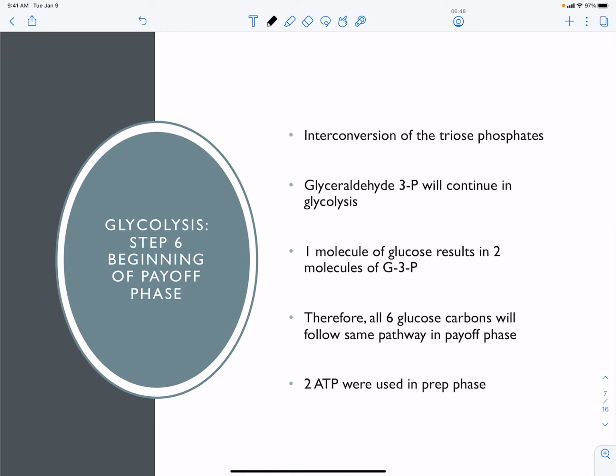Okay. So the triose phosphates and the interconversion between glyceraldehyde 3-phosphate and DHAP is important because it's only glyceraldehyde 3-phosphate that can continue. And 1 molecule of glucose will then result in 2 molecules of glyceraldehyde 3-phosphate. And the 6 glucose carbons will go through the full glycolysis. Keep in mind that 2 ATP again were used in the prep phase to phosphorylate. One was phosphorylating that 6-carbon position of glucose, and the second was going to add another phosphate to the molecule at that 1-carbon position of the fructose.